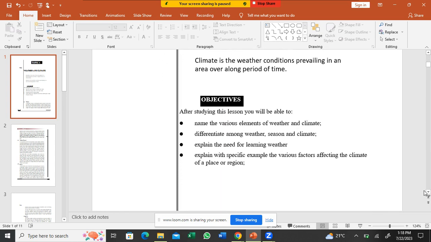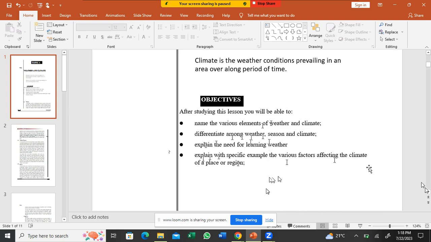The objective of our class today is that after the end of the lesson, you should be able to state the elements of weather and climate, differentiate among weather, seasons, and climate, and explain the need of learning weather and climate as a student. Then, in the next class, we're going to look at the various factors influencing the climate of a place or region.